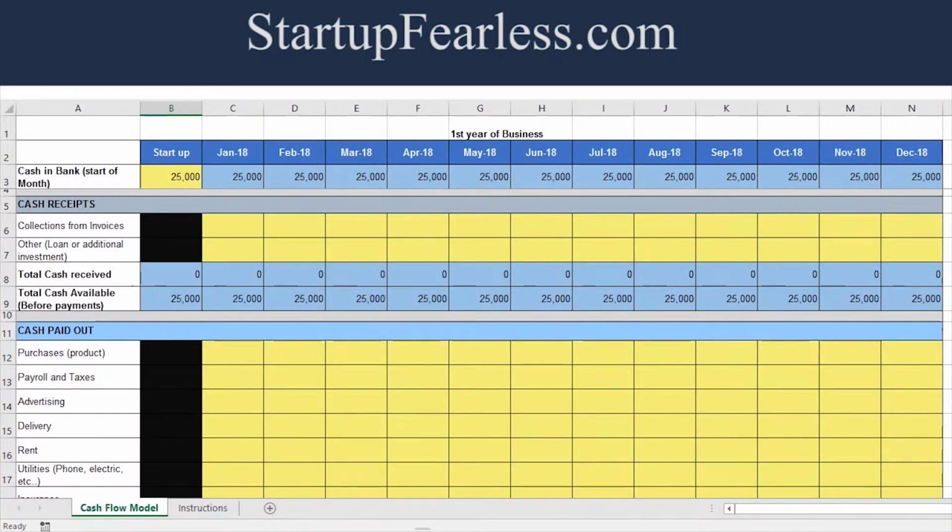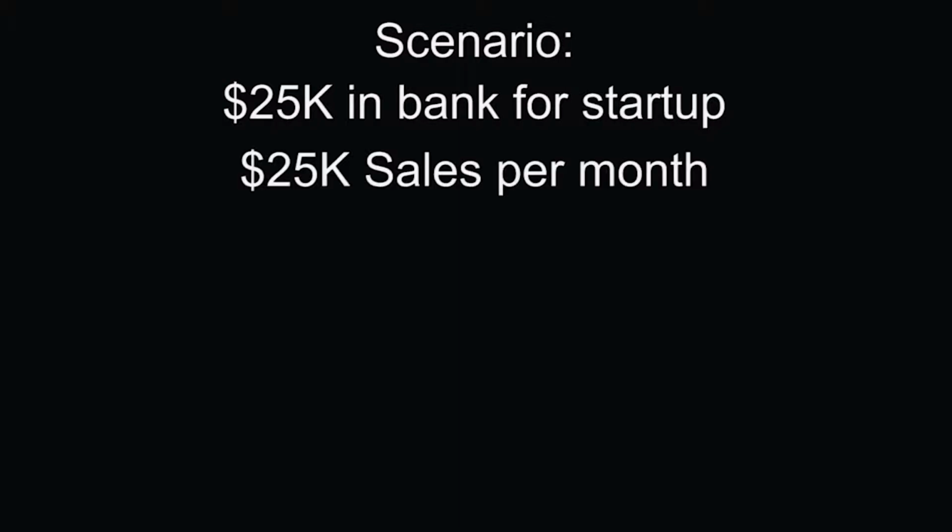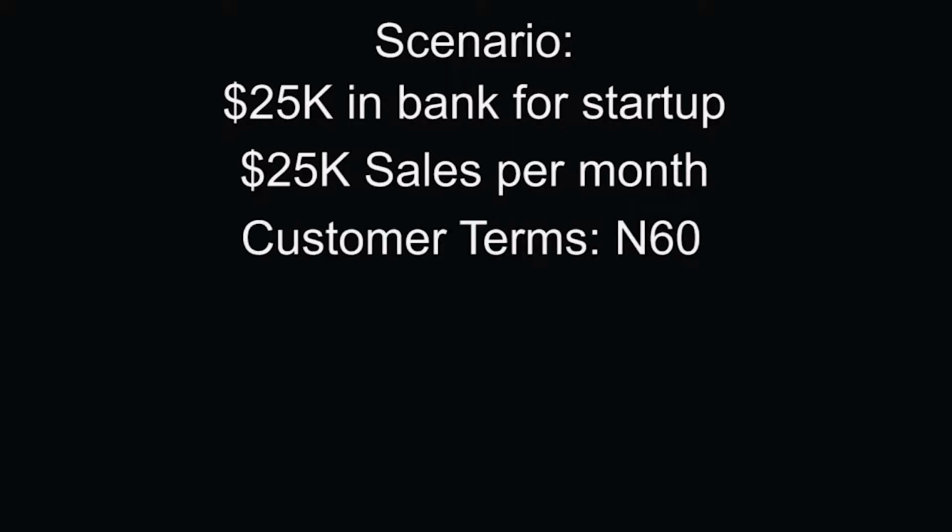So for this scenario, we're going to do a couple things. One, we already entered that the customer started with $25,000 in the bank. Two, we're going to assume that the business sells $25,000 a month and it's going to be even sales. So every single month they will have $25,000 in sales. We will also say that the terms for the customers to pay is net 60 days. So 2 months after they receive an invoice is when they will pay the invoice.